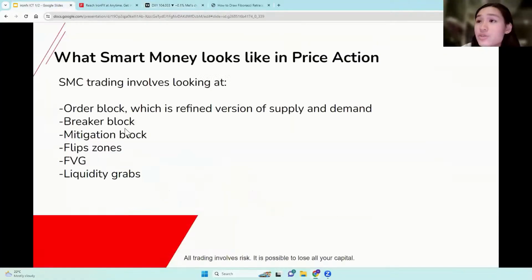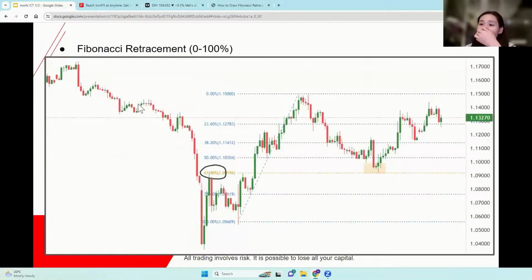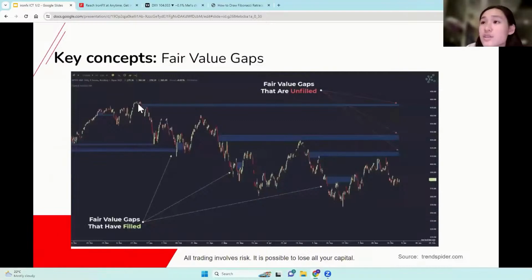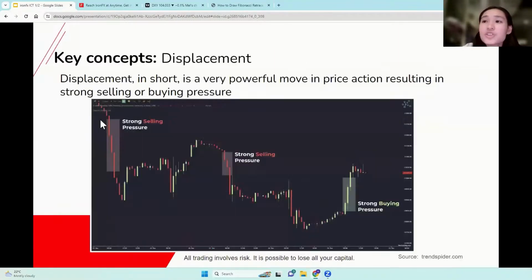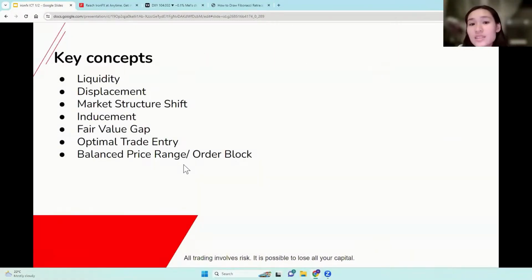So you can actually use these key concepts more as a checklist when you're using the ICT trading strategy. Firstly, you look for the liquidity, followed by the displacement, look for any market structure shifts, inducements, fair value gaps, and then use your Fibonacci levels to find your optimal trade entry, followed by the balanced price range, which is basically looking for a double fair value gap.